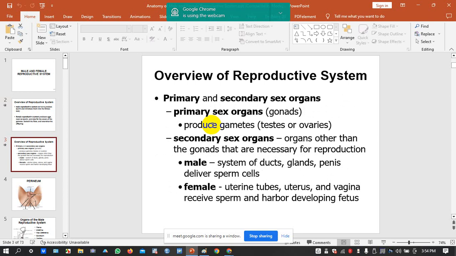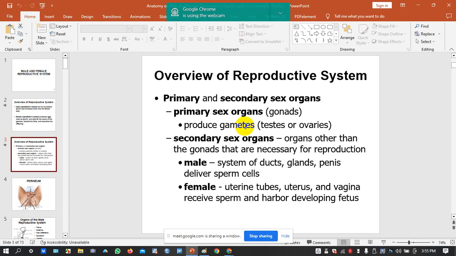We have terminologies that we have to look at. When we say a primary sex organ, what is it? They are gonads. These produce gametes, like the testes or the ovaries. So when you look at children before puberty, the female has a vagina and the male has a penis, but they are not structurally and functionally developed.